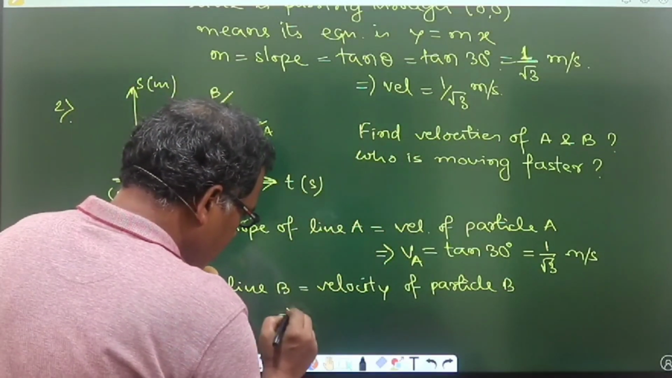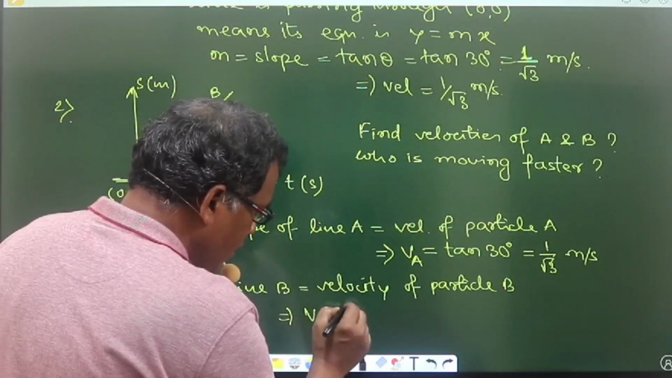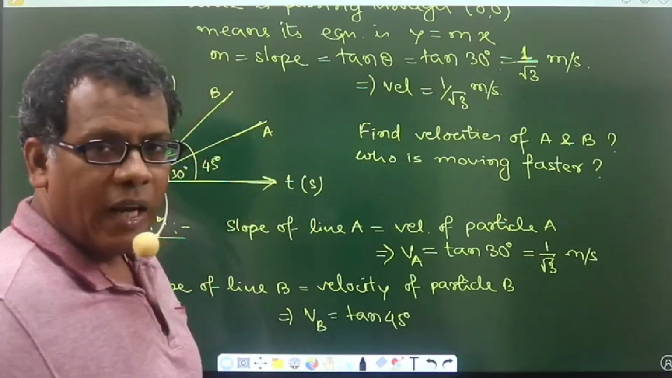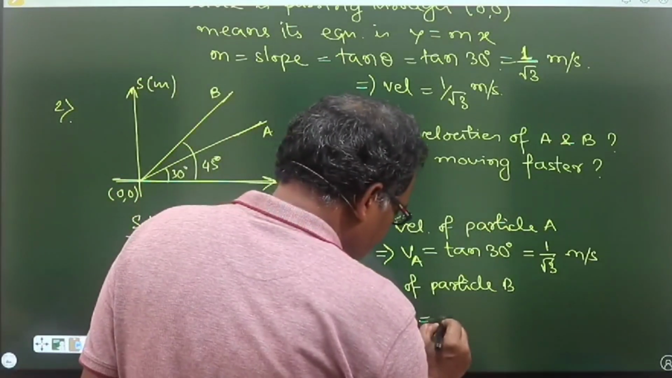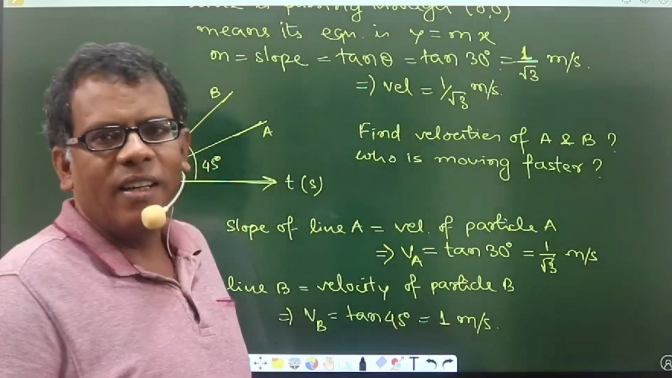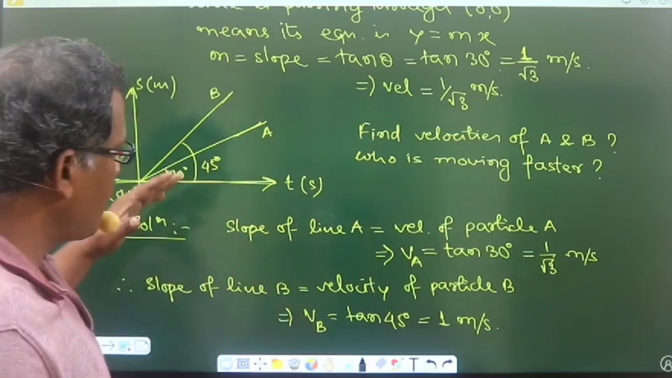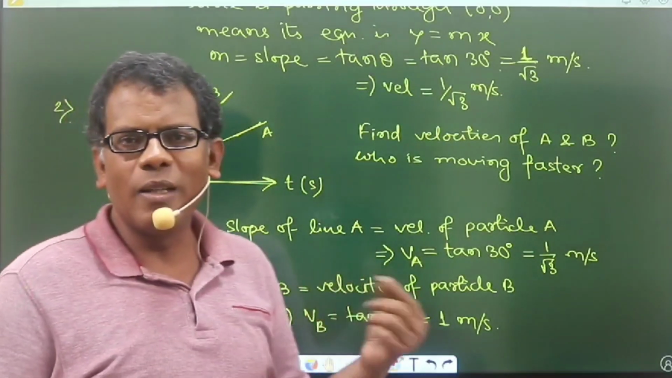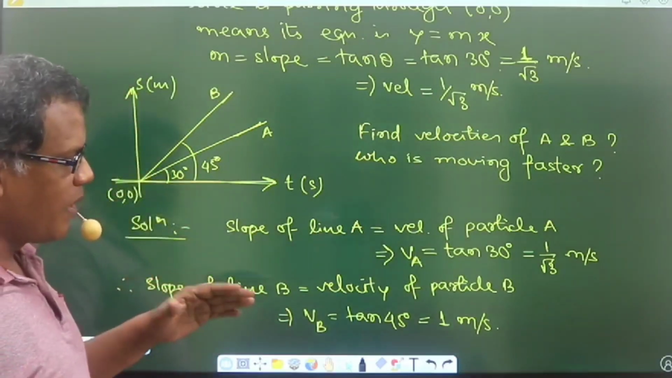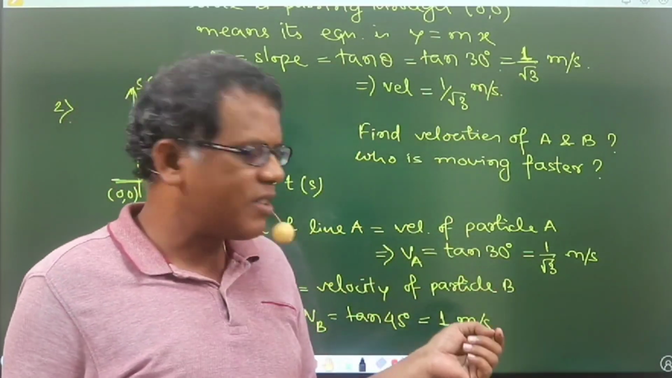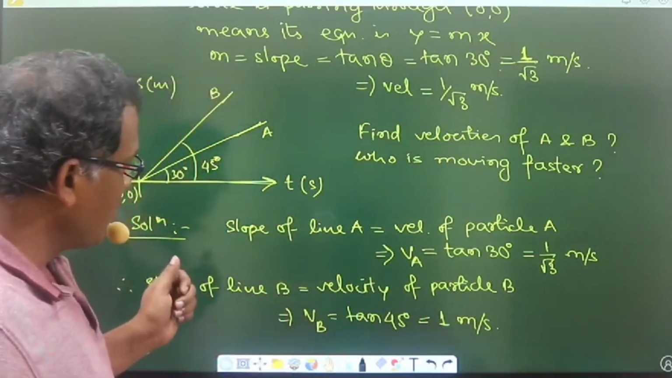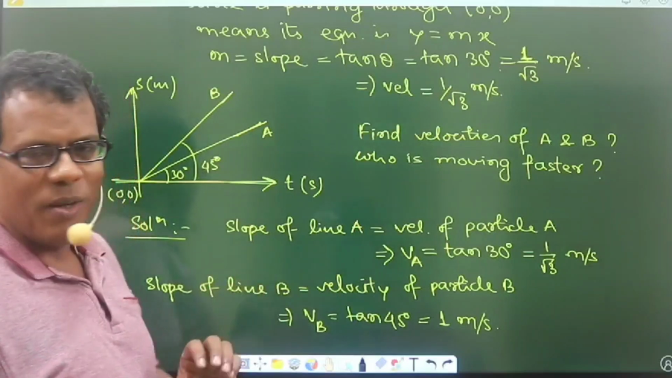So here also the velocity of B will be the numerical value of tan of the elevation, so tan 45 degrees, and we know that tan 45 degrees is numerically 1. So by knowing the slope of the respective lines representing the motion of the two distinct particles A and B, we can answer about their velocities: the velocity of A is 1 by root 3 meter per second, whereas the velocity of B is 1 meter per second.